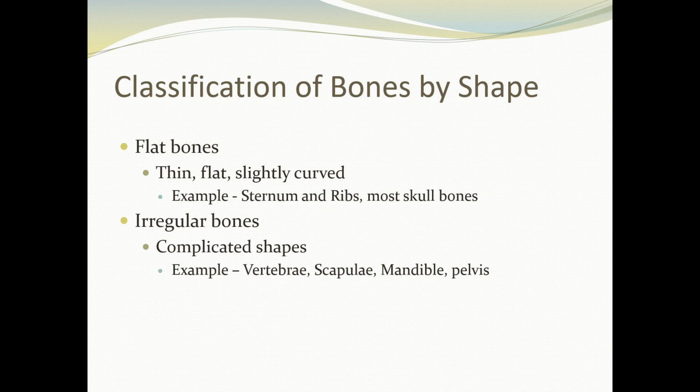Flat bones are thin, flat, and slightly curved. They are strong as a curve or an arch will distribute weight evenly along the surface. And so we find flat bones in the sternum and ribs and most of the skull bones. So as you can see, the flat bones have an important job to play. They protect the heart and lungs and the brain.